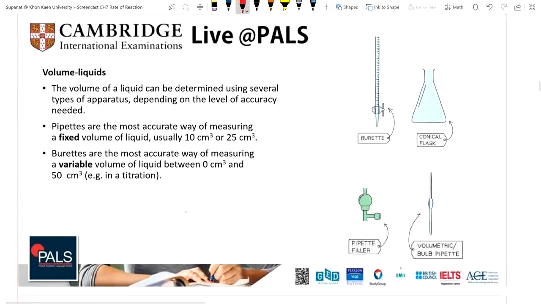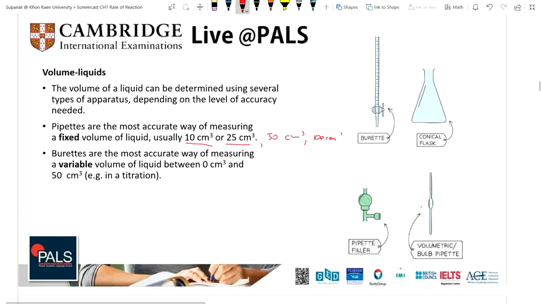The next parameter, the volume of liquids. The volume of a liquid can be determined using several types of apparatus, depending on the level of accuracy you need. For example, the pipettes. The pipettes are the most accurate way of measuring a fixed volume of liquid. Usually 10 centimeters cube or 25 centimeters cube, but sometimes up to 50 or 100 centimeters cube of the pipette as well.